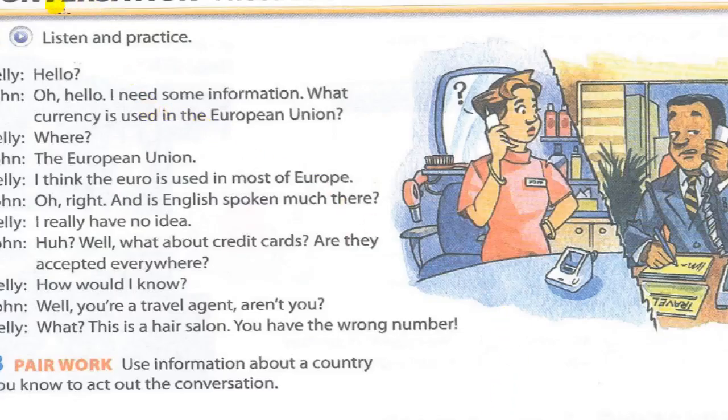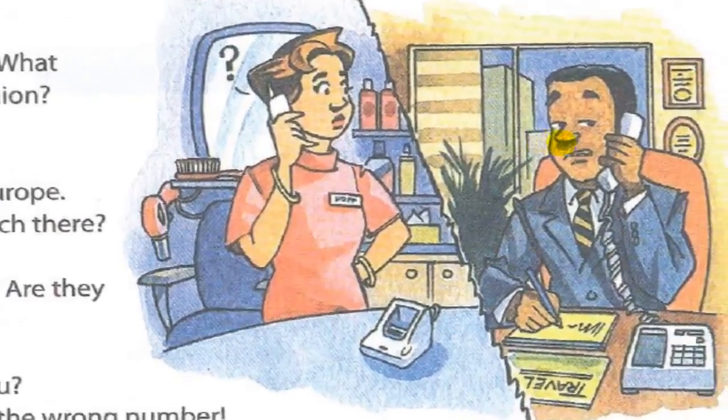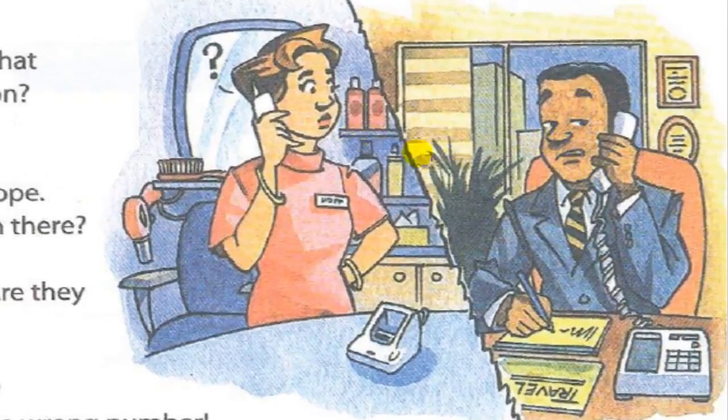Now, exercise number 8, conversation. I need some information. Look at the picture. What do you see? A young man and a young lady, and they're talking. They are talking on the phone. This one is wearing a suit, and he's writing information. He's writing a message maybe. The first one is in an office maybe.